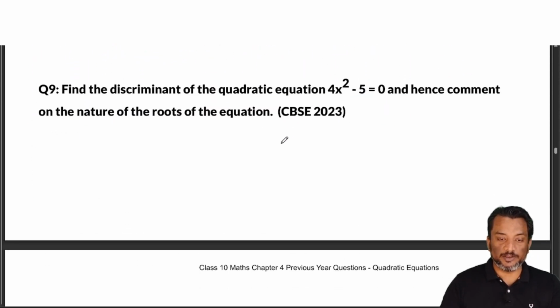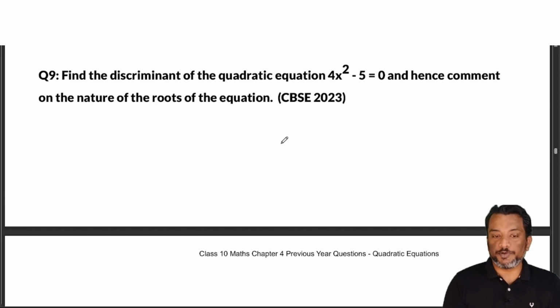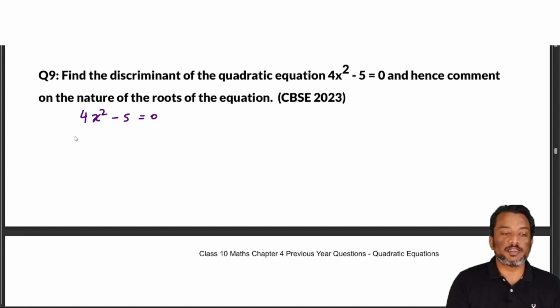Now coming to the ninth question, that is again 2023. It is saying find the discriminant of the quadratic equation 4x square minus 5 is equal to 0, and hence comment on the nature of roots. So it is not saying any type of root, we have to find the discriminant. So before that we will write here 4x square minus 5 is equal to 0. In this one we can say a is equal to 4, b is equal to 0, and c is equal to minus 5. And you know the discriminant, D is equal to b square minus 4ac.